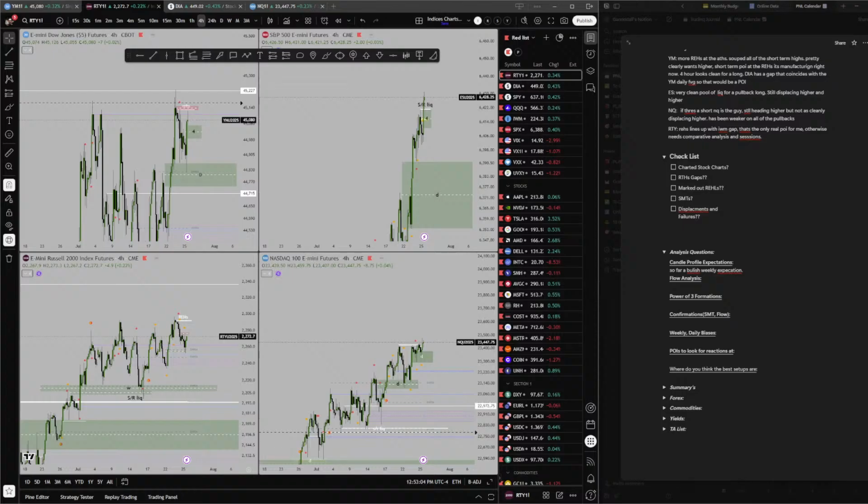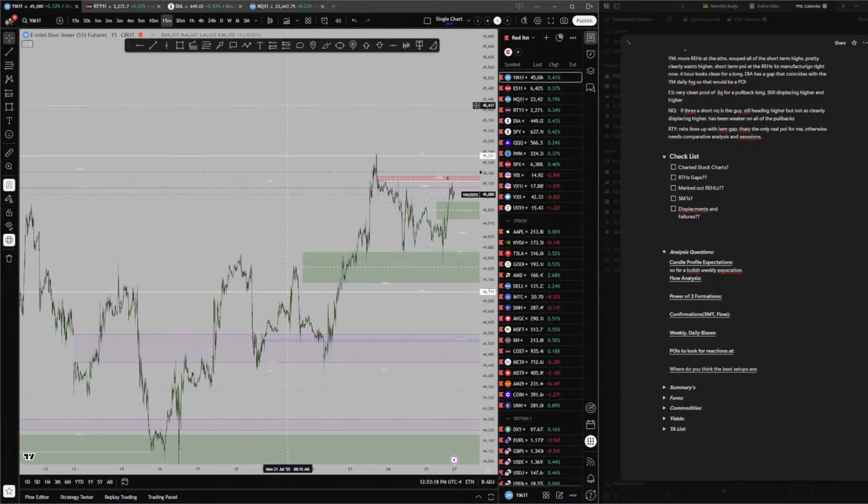So yeah, we've got non-farm payroll this week. We've got GDP, FOMC, PCE, ISM, PMI, JOLTS. It's crazy. This is one of the biggest weeks. Anything else?